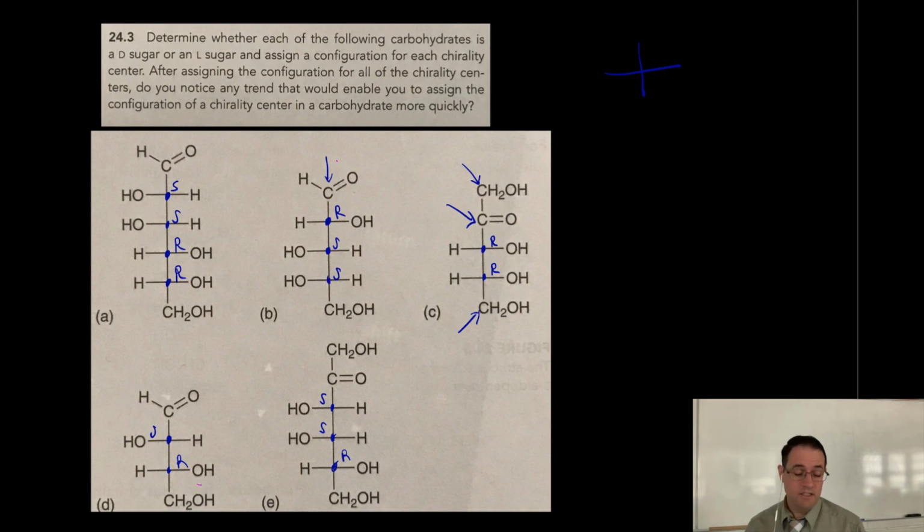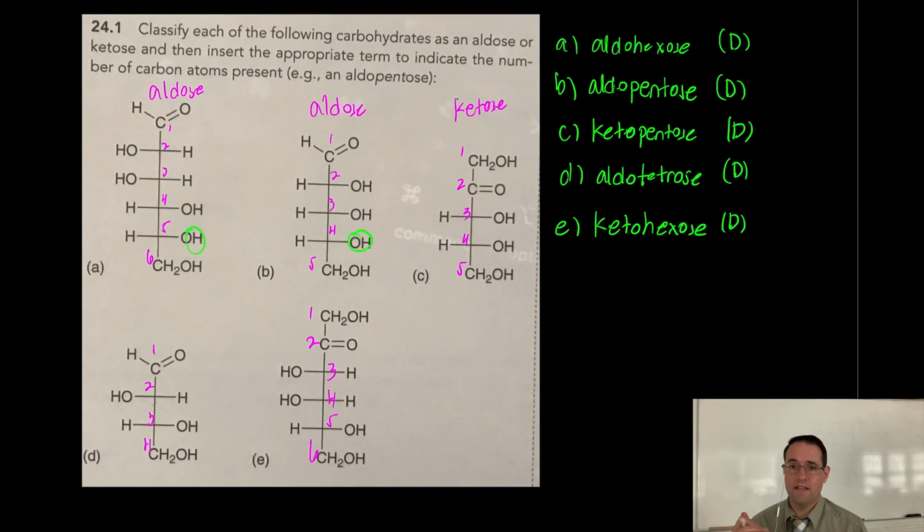So that in a nutshell is how you figure out really quickly with sugars if you have R or S. If it's on the left, it's S. If it's on the right, it's R. That makes sense, right? If it's on the right, it's R. If it's on the left, it's S.